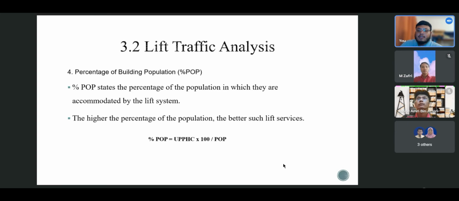Percentage of building population, or percent pop, states the percentage of the population that is accommodated by the lift system. So the higher the percentage of the population, the better the lift services.